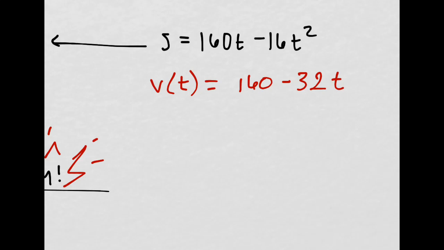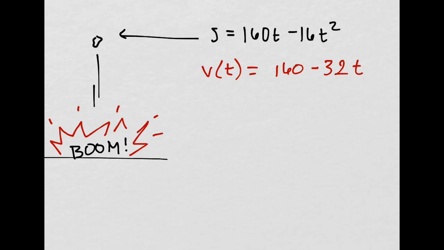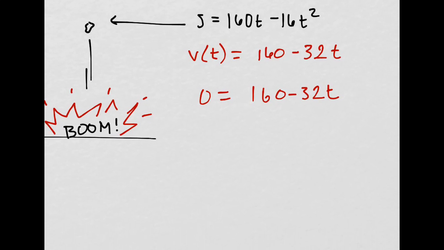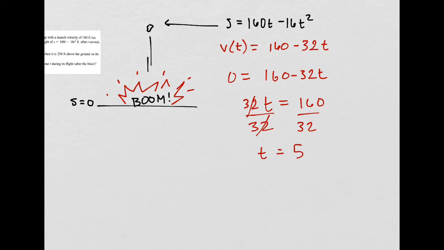So we have the velocity function, and I know at the peak of its trajectory, the velocity equals 0. So I can set this equal to 0. That's 160 minus 32t equals 0. I add 32t to both sides, and I get 160 equals 32t, and I divide by 32. It's very nice. t equals 5.